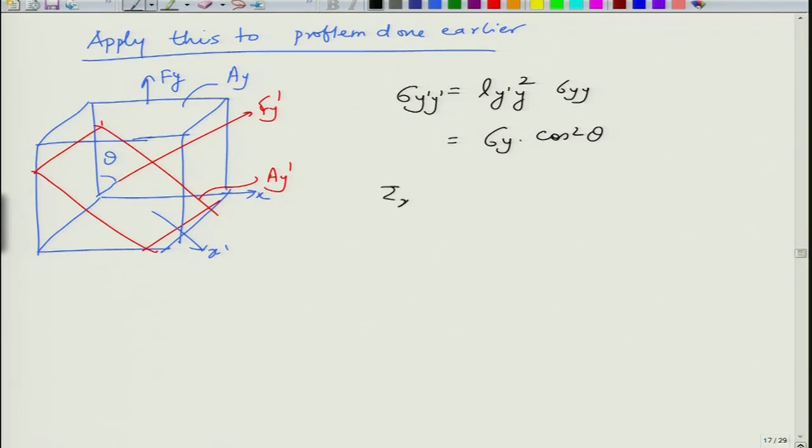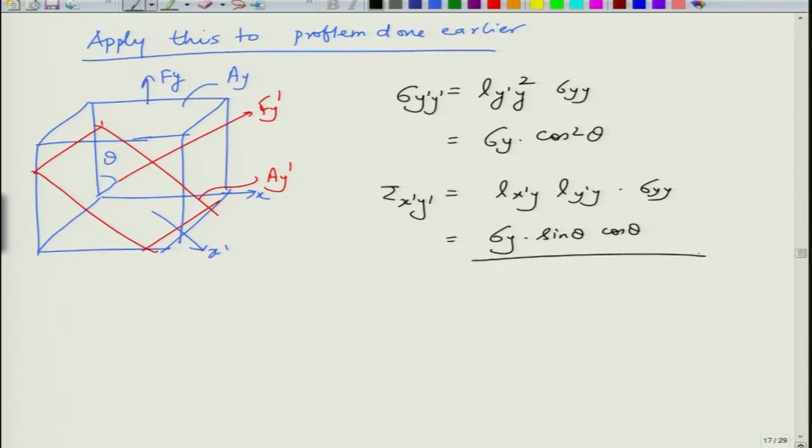Similarly, if you want to calculate what is tau of x prime y prime, this becomes tau of L of x prime y, L of y prime y into sigma y y, other terms are 0. Okay. So, if you just calculate this, this will become sigma y, L of x prime y and L of y prime y, so this is sin theta, this is cos theta. So, this is the same result that we got from the earlier exercise that we did.